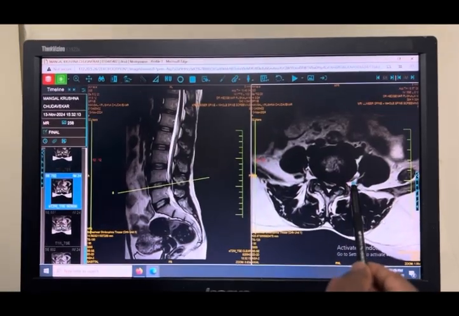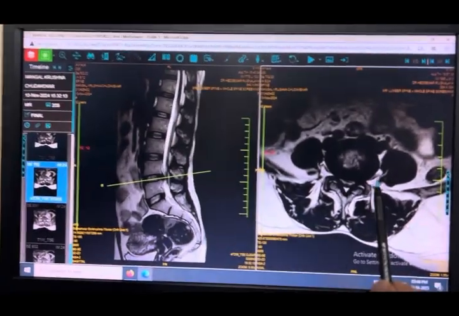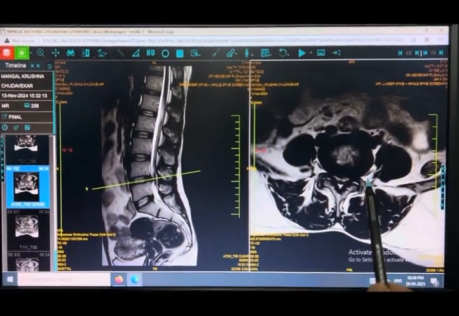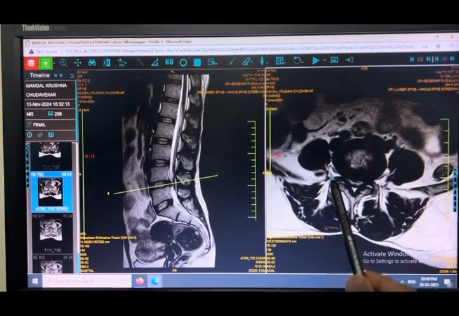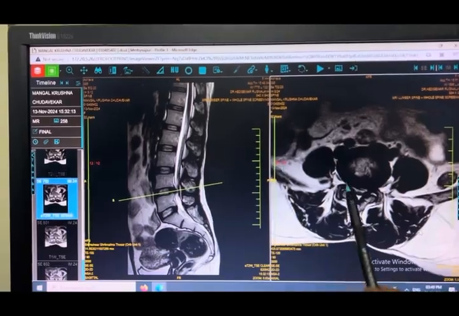And that's the exiting root here on the left side, which is the L4 root and which is not compressed, it is already exited, and that's the L4 root on the right side, which is also exited and it is not compressed.